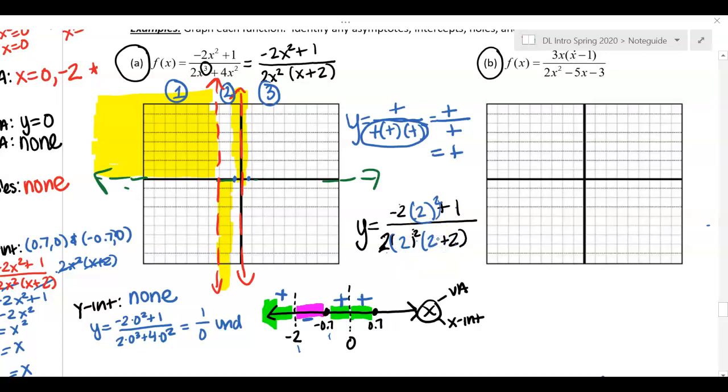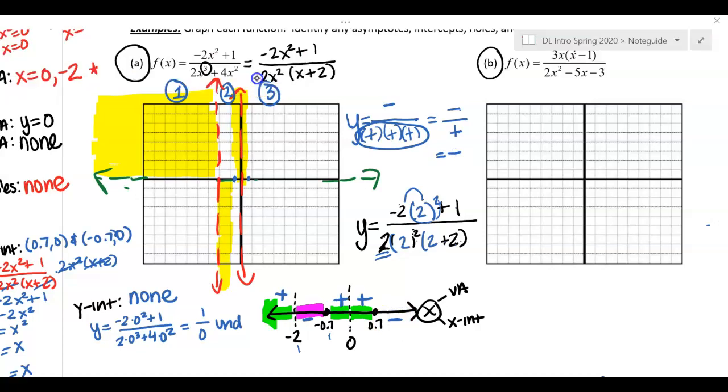So here, start in the numerator again. 2 squared would be 4. 4 times negative 2 would be negative 8. Plus 1 would still be a negative value. In the denominator, this 2 is positive. 2 squared will be positive. 2 plus 2 will be positive. And 3 positives multiplied together will stay a positive number. A negative number divided by a positive number is negative. So I get a negative here. I didn't really calculate what it was. I just found out it was negative.